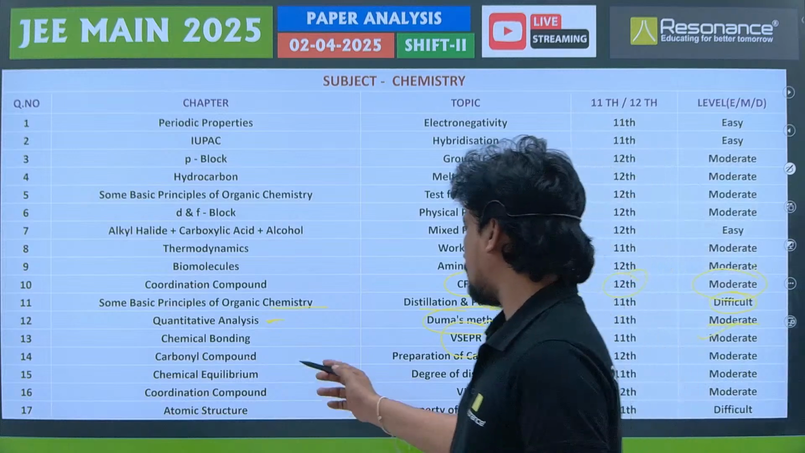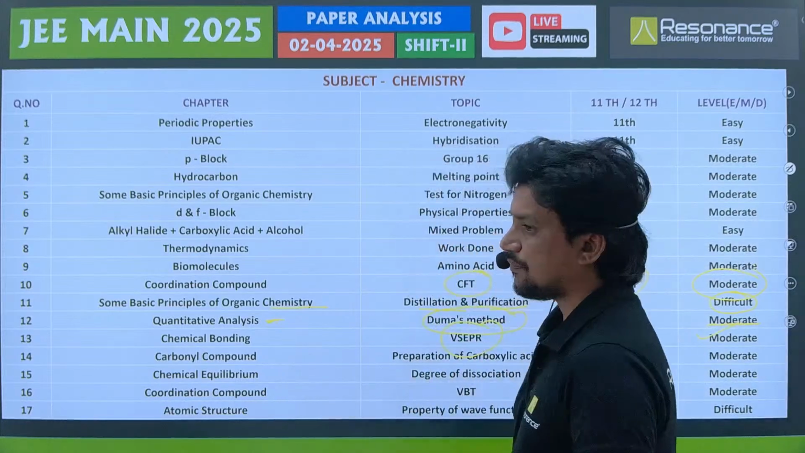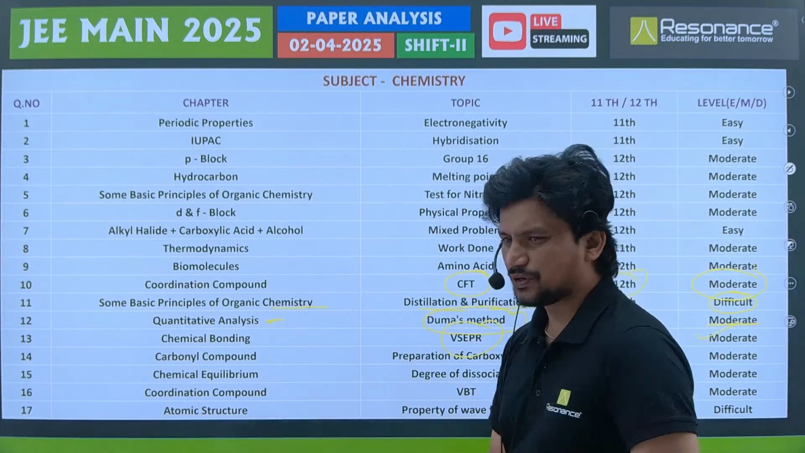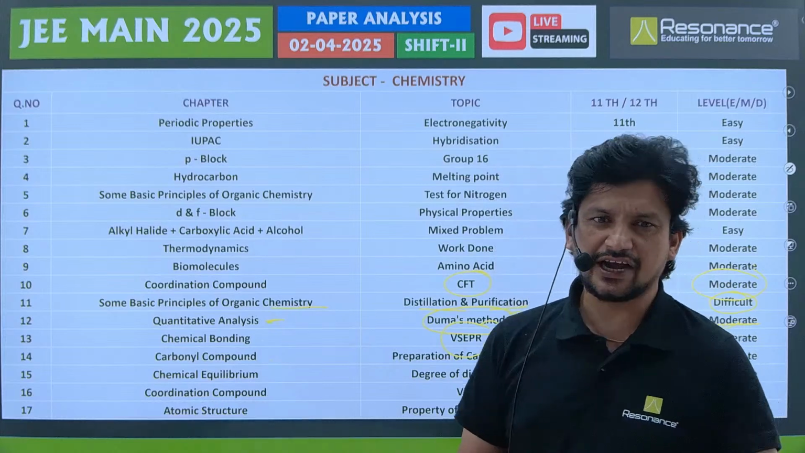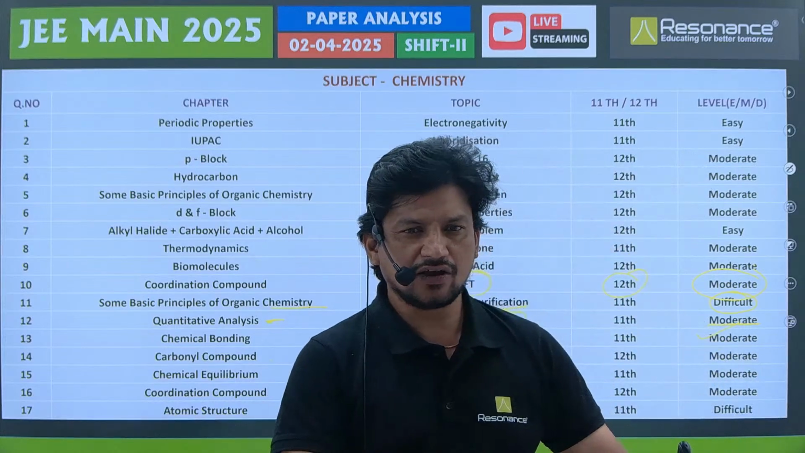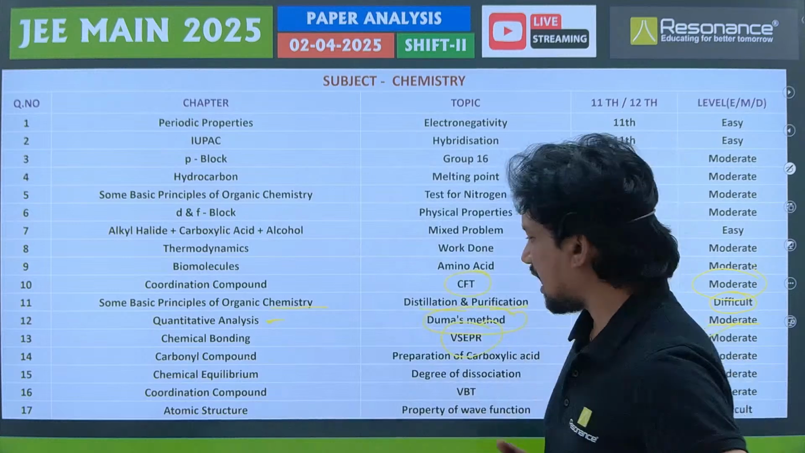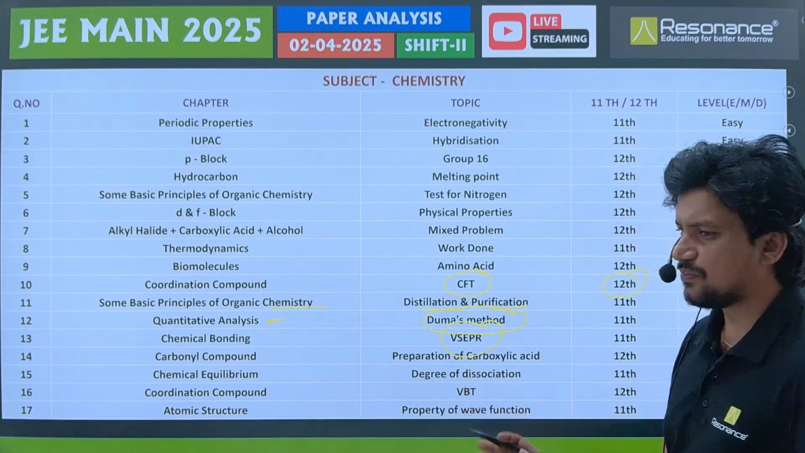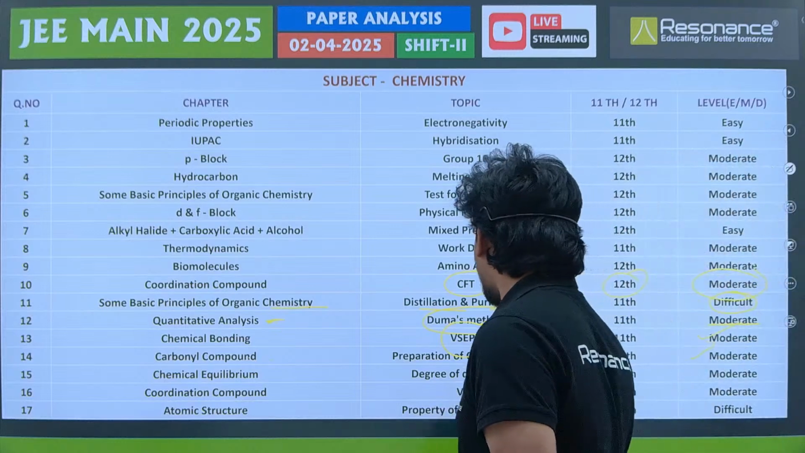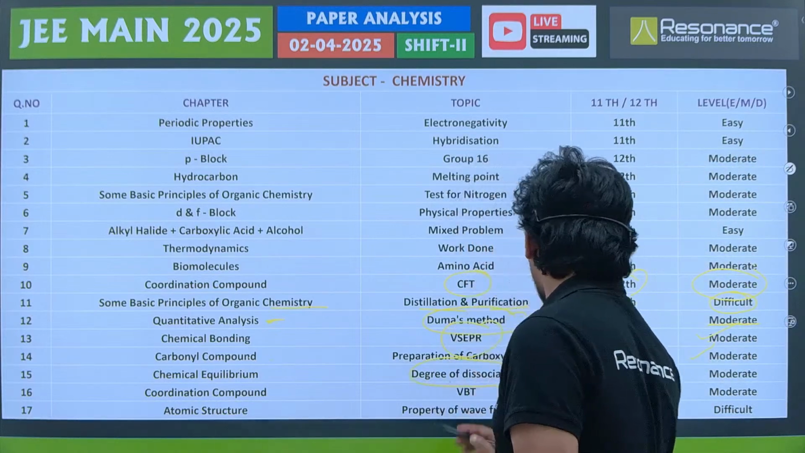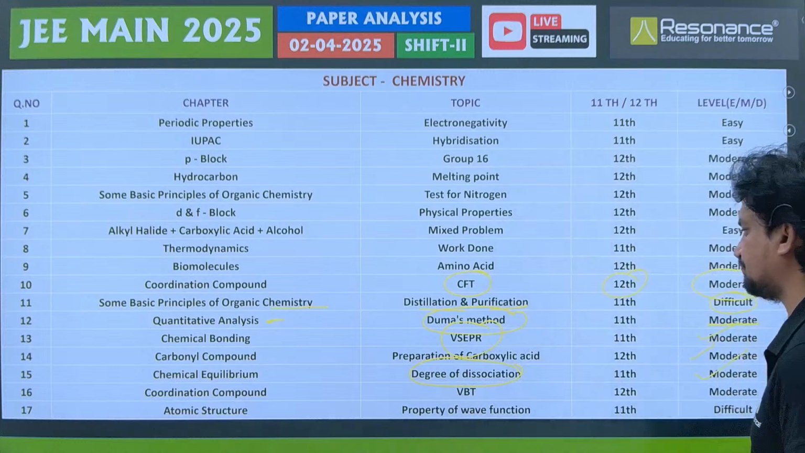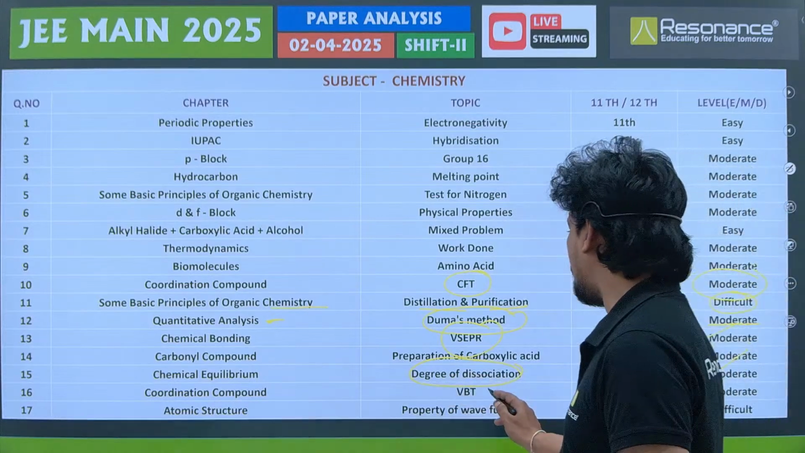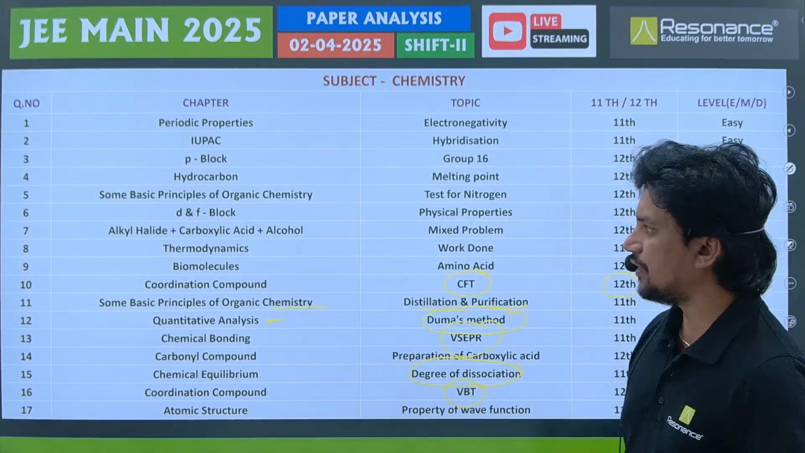And from carbonyl compounds, preparation of carboxylic acid they gave. A very simple question from cyanide. Cyanide upon acid catalyzed hydrolysis, what do we get? Carboxylic acid we get. That is also a moderate question. We should have an idea about that one. From equilibrium, they gave a question from the degree of dissociation. It is also moderate.